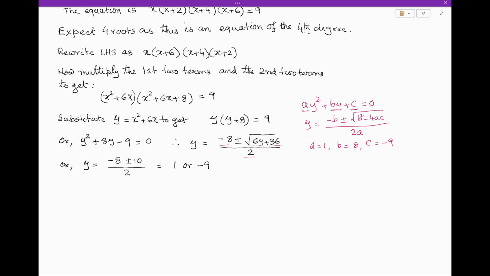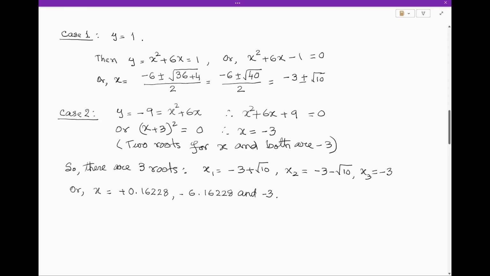So, by simplifying the term under the square root, we get 64 plus 36 is equal to 100. Square root of 100 is 10. Therefore, y becomes minus 8 plus or minus 10 divided by 2, that is 1 or 9. Let us analyze it case by case. Case 1, y is equal to 1.